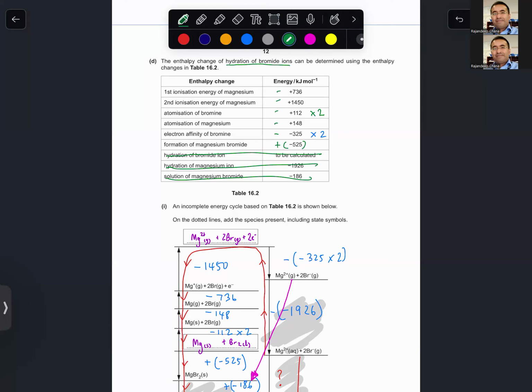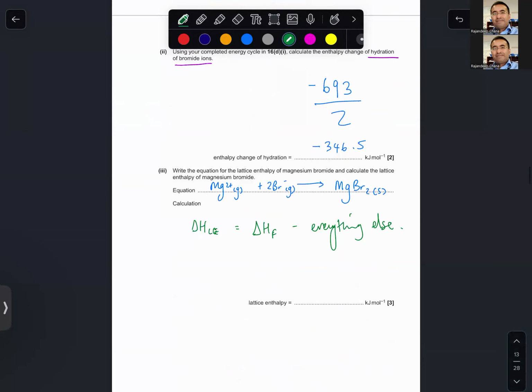Let's do that on our calculator. Plus minus 525 minus 325 times 2, minus 148, minus minus 736. So by doing that, the answer we get is minus 2433. So look at the mark scheme, minus 2433.